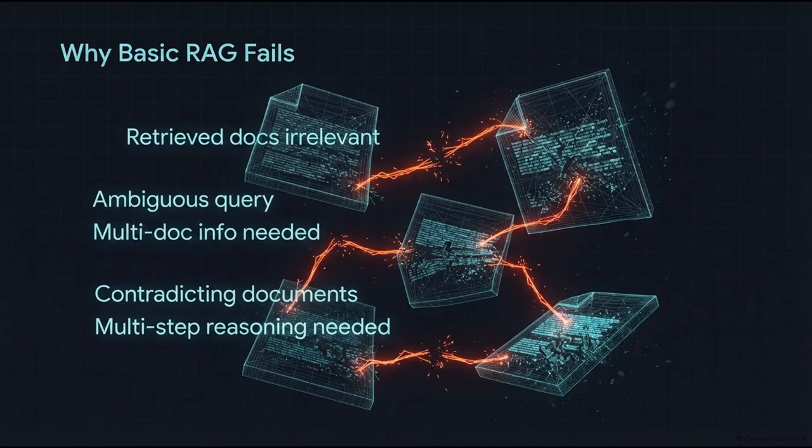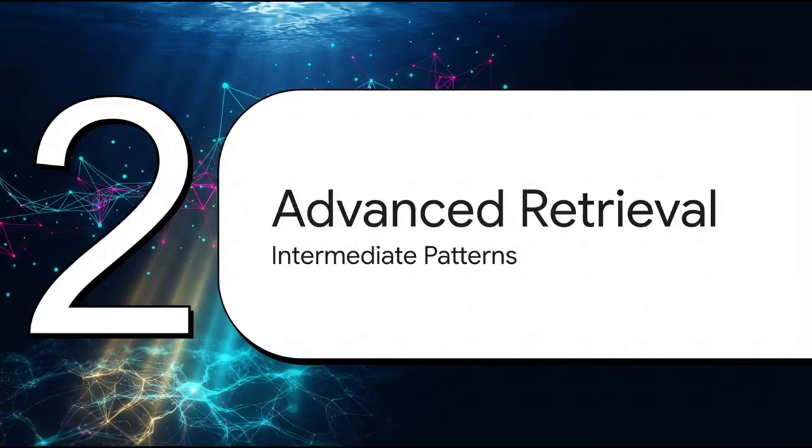Sometimes answering a question means you have to stitch together context from 5 different documents. Or worse, those documents actively contradict each other. And then you have complex questions that require multi-step reasoning, which a simple, flat vector search just fundamentally cannot handle. We need better tools for this. Which brings us to part 2, advanced retrieval mechanics.